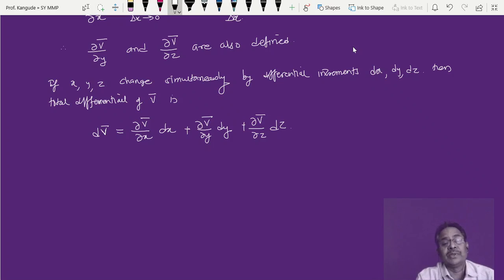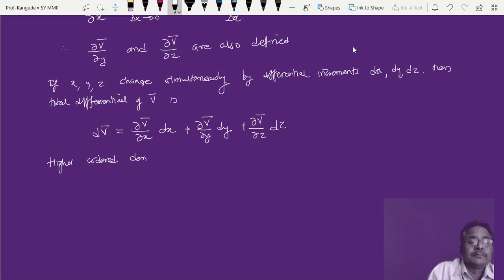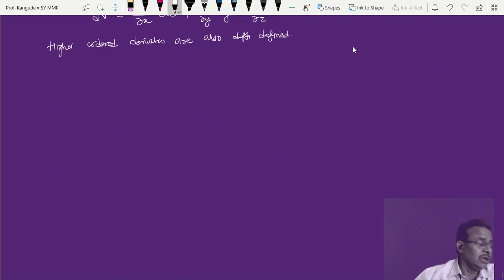So the laws of differentiation we used in earlier chapter number 2, the same laws are applied here, only notations are to be slightly changed. Okay, this is called partial differentiation and this is the total differential. Now higher order derivatives are also defined, and you might be knowing all this. So I can go for this.